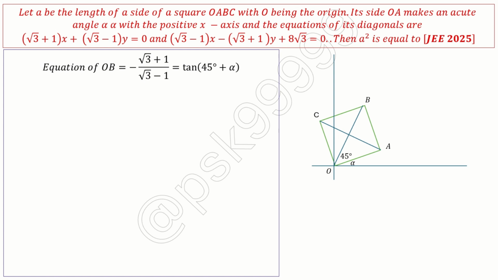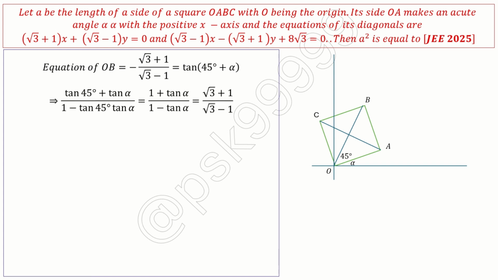Okay. So equation of OB: slope equal to minus a by b, that is nothing but minus root 3 plus 1 divided by minus root 3 minus 1, which is nothing but tan of 45 degrees plus alpha. If I expand it, this is what it is, and I can apply componendo and dividendo on this one. I'll get the tan alpha value. Tan alpha is nothing but square root of 3, or alpha is 60 degrees. Okay, now I know this one.